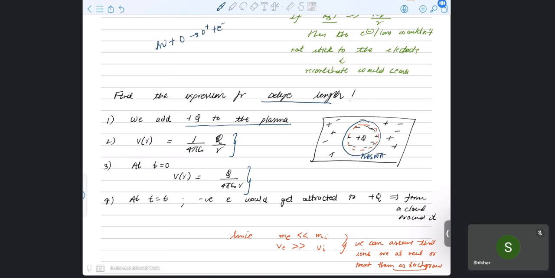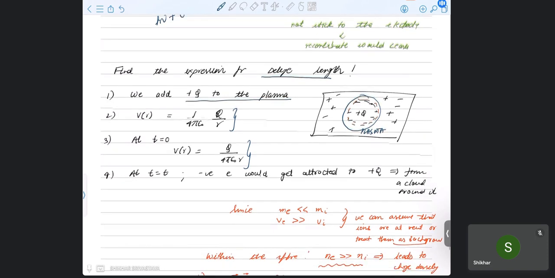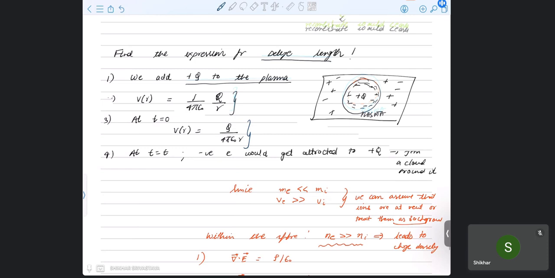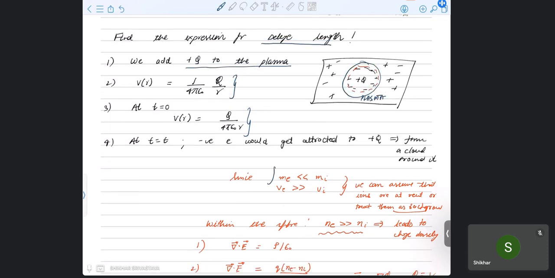So first of all, why are these negative charges accumulating? The first fact is that we have introduced a positive charge. And the second fact is that we know the mass of an electron is very, very small compared to the mass of ions, therefore the velocity of electrons is always greater than the velocity of ions. This is because the mass is less, so the velocity will be larger. Hence, we can treat the ions as at rest in comparison to electrons.